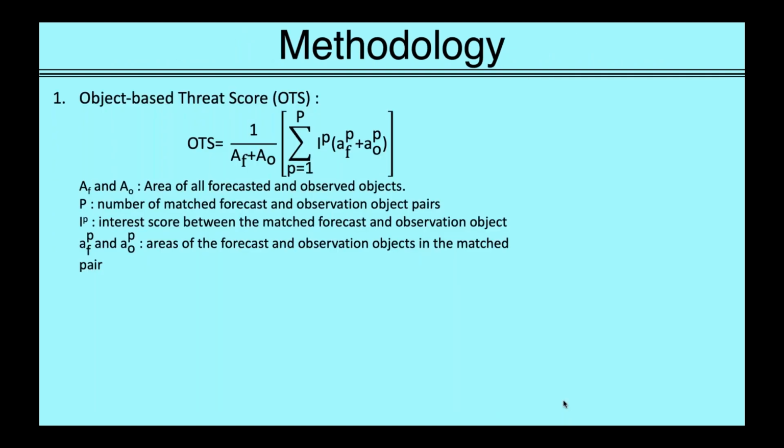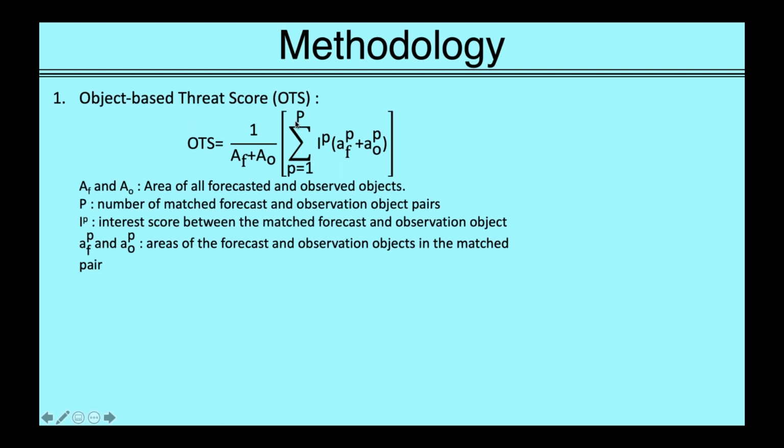So a couple of methodologies are going to be used for this analysis. The first one is called the object-based threat score. What the object-based threat score is, we order the objects from highest interest score to lowest interest score, and we compare the interest score and the area of objects to the total area of objects. So here we're averaging over the area of all forecasted and observation objects. Doesn't matter if they're matched or not.